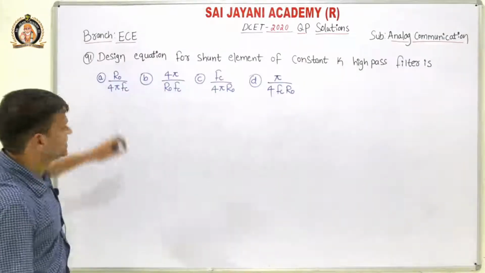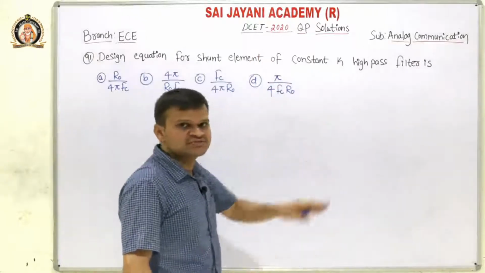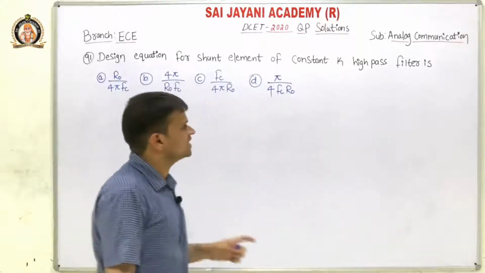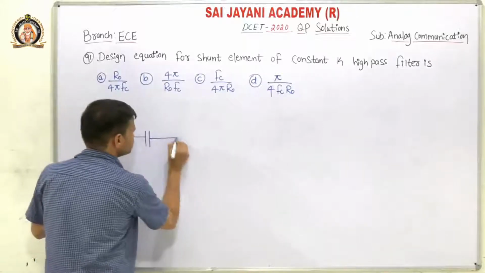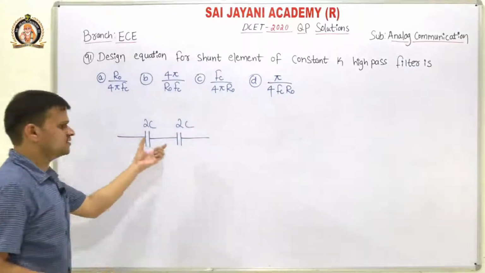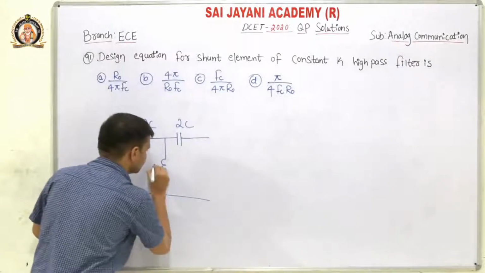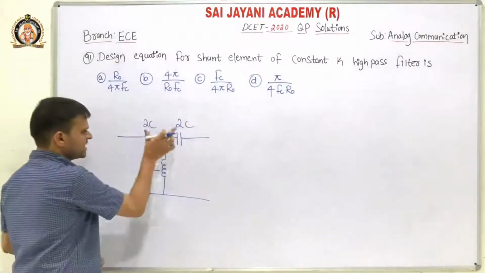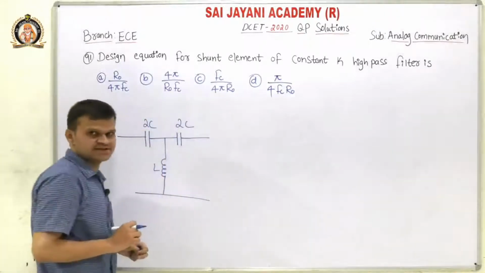Question number 91: the design equation for the shunt element of a constant K high pass filter is, and they have given 4 options. When you look at the constant K high pass filter, the two capacitors are connected in series, and in between the two capacitors, the inductor L is connected.